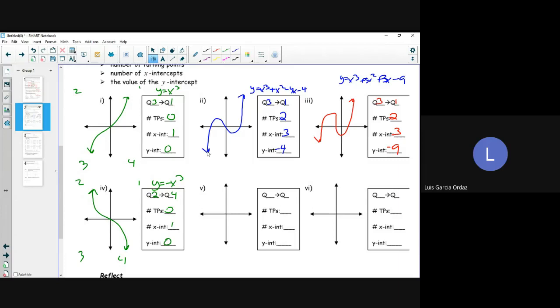Okay. So the reason why this has two, there's a general rule. The number of turning points is determined by the highest exponent minus 1. So n minus 1. Okay, so our highest exponent is 3. 3 minus 1 is 2, which is why we have 2 turning points.